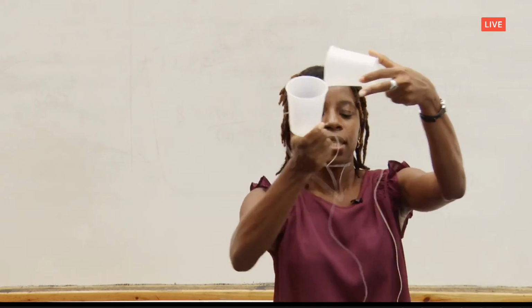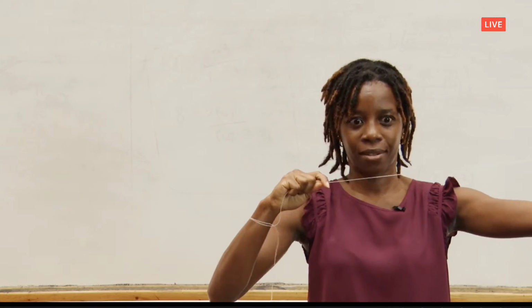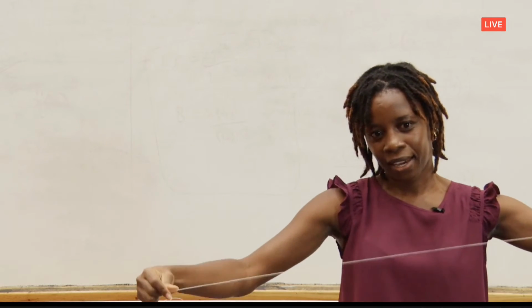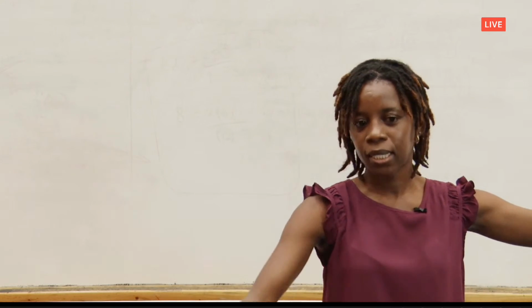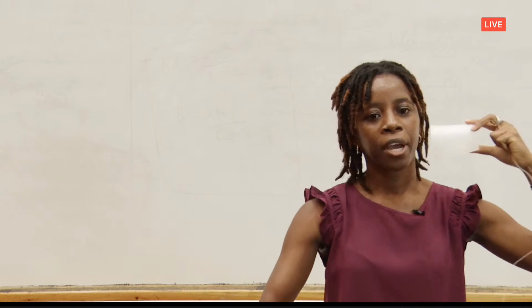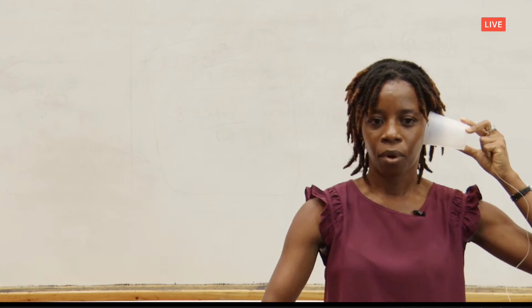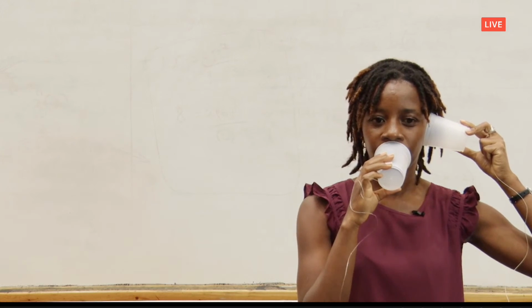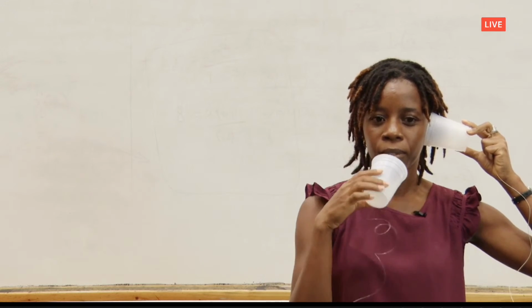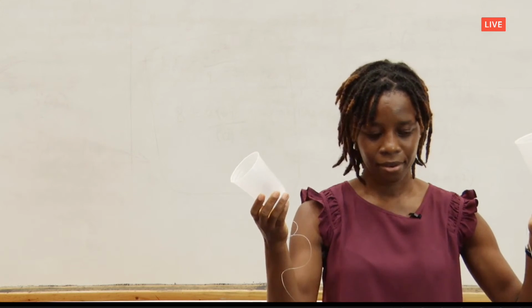Now, one thing with this is that when you're doing it, you have to make sure that the string is taut, meaning it should be straight. So try not to have it sagging. You pull it so that it is stiff. You have one friend listen at one end, and then you speak into the cup. Well, the other person would speak into the cup at the other end, right?